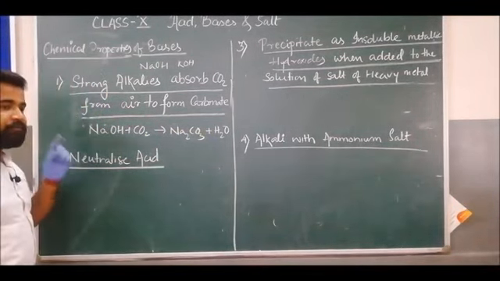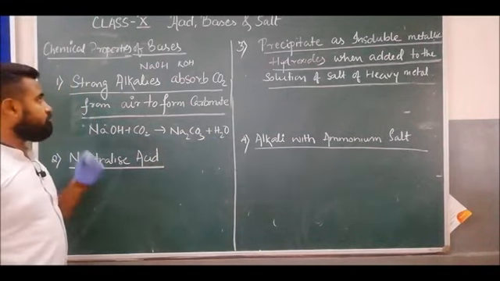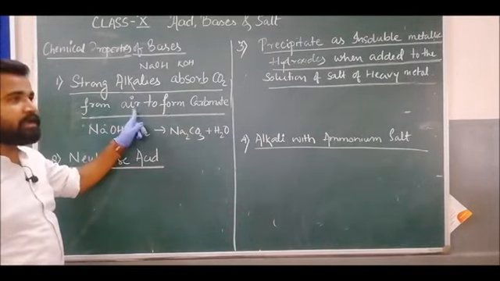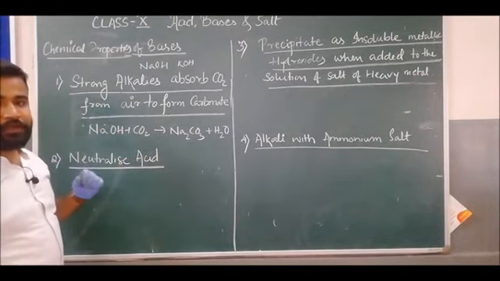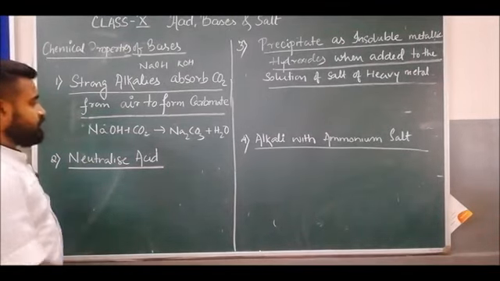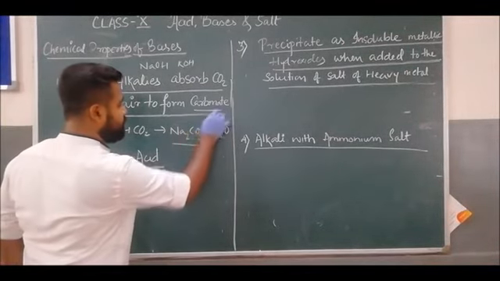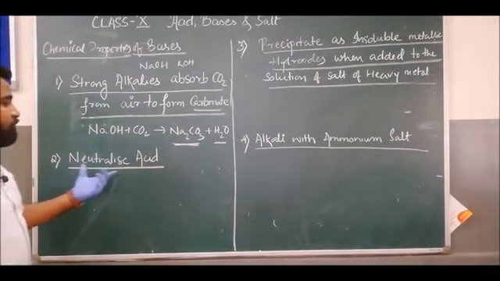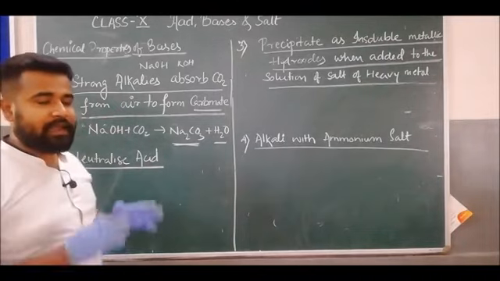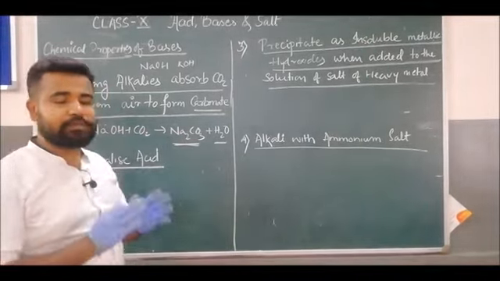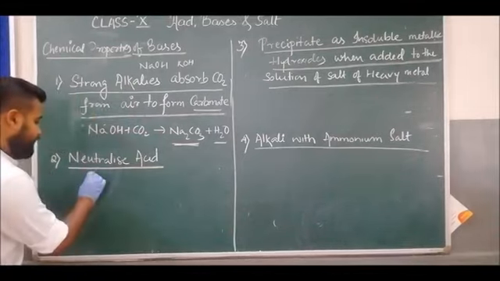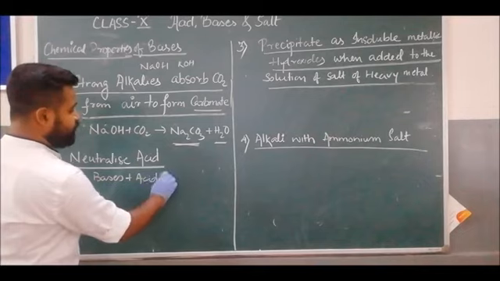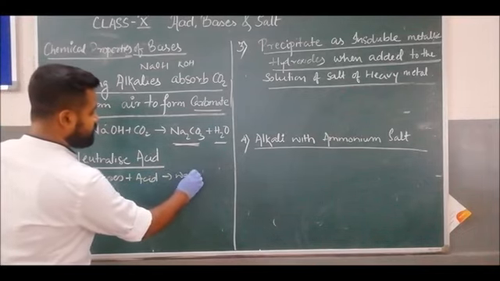So this is the first chemical property of strong bases or strong alkalis, that they will absorb the carbon dioxide from air, because we know that carbon dioxide is present in the atmosphere. So it gives sodium carbonate and water as a byproduct. Second is that they neutralize acid. As we already know that acid can neutralize the base to give salt and water. Similarly, the bases are also neutralizing the acid to give salt plus water.